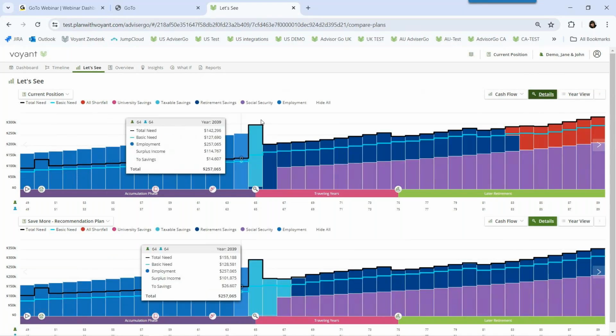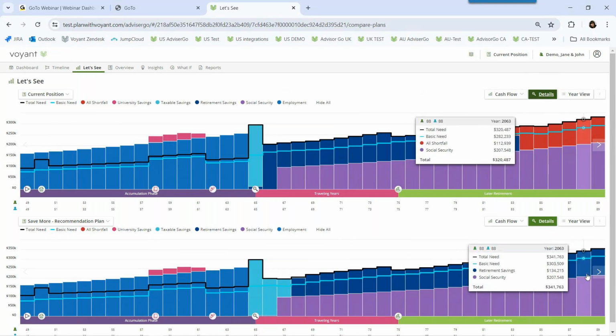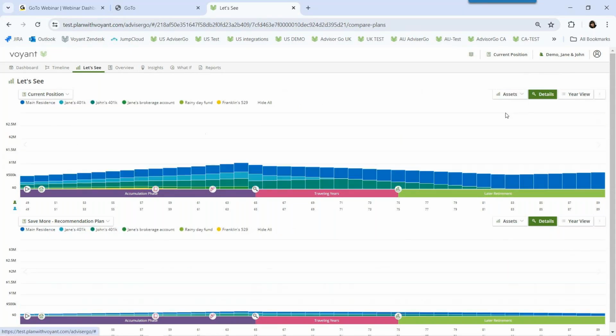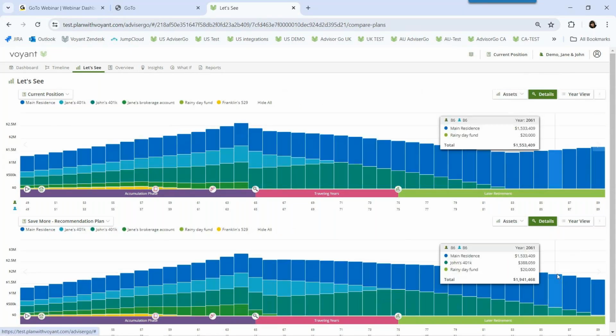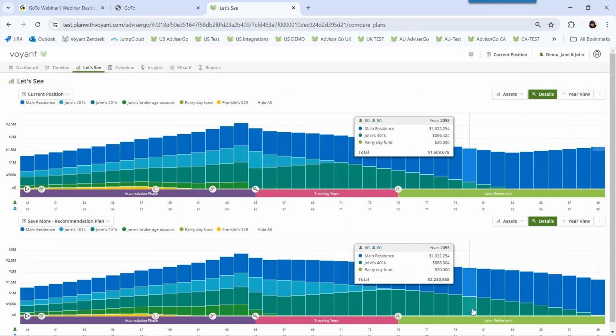And again, really driving home the value of our advice and how that's helping them get what they're trying to go in the future. You can also look again at your assets and show them how much longer with this Save More recommendation plan their liquid assets are going to last in the plan.